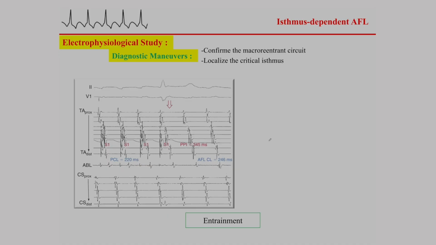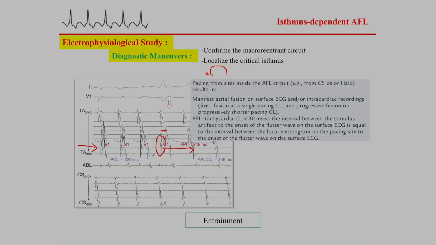The third example for entrainment: we entrain from the lateral wall of the atrium, and we see that we are capturing at first, and the PPI here is really more than 100 milliseconds. But if we examine the last paced beat here, we see that we are not capturing the atrium. So in this case, we could not interpret the PPI. So we are really inside the circuit.